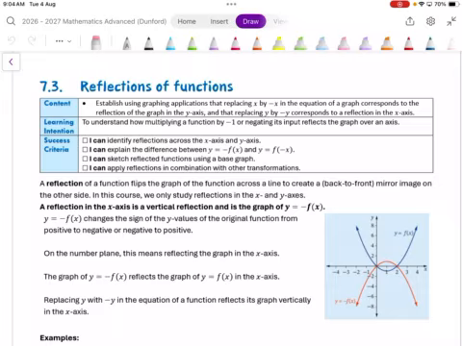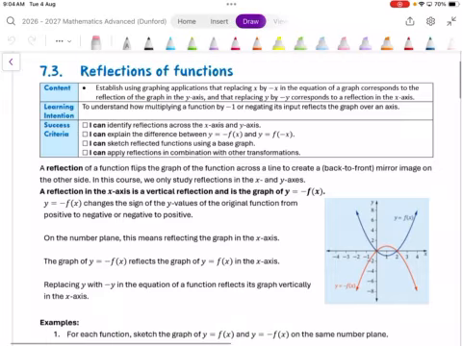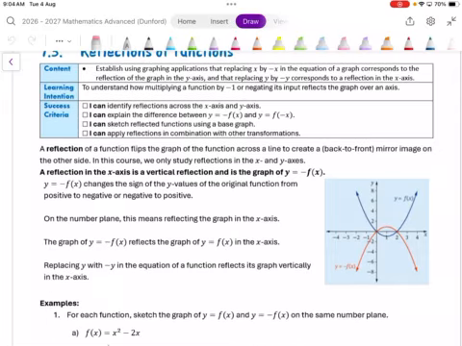So the first thing that we're going to look at is a reflection in the x-axis. It is a vertical reflection and its graph is y equals negative f of x. So that means we have the negative out the front of our whole function. So y equals negative f of x changes the sign of the y values of the original function from positive to negative or negative to positive. So we're changing our y values.